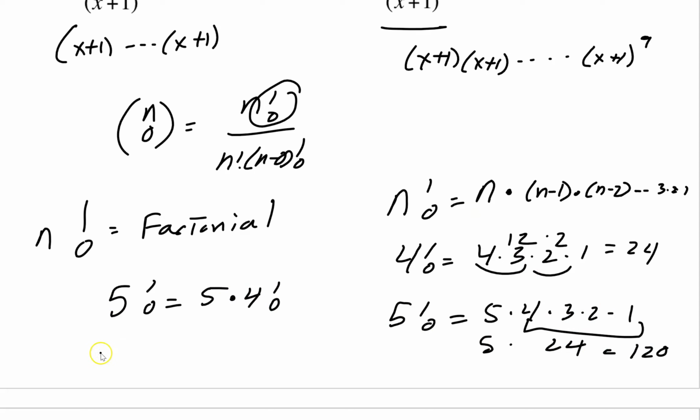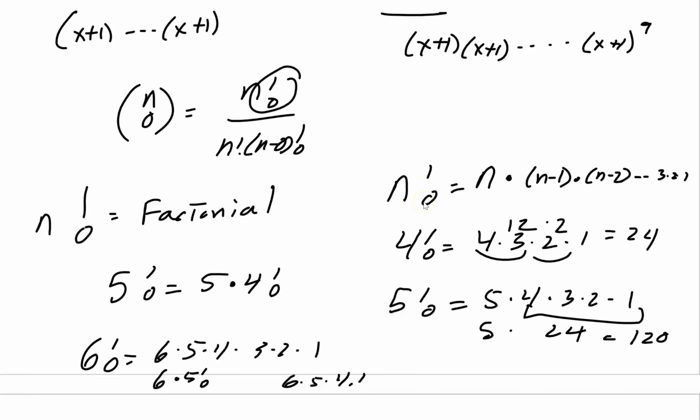You just multiply all numbers down. So 6 factorial would be 6 times 5 times 4 times 3 times 2 times 1. Also, if you want, that's the same thing as saying 6 times 5 factorial. Or if you want, 6 times 5 times 4 factorial. All means the same thing.